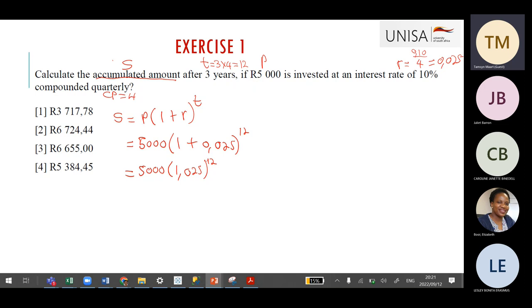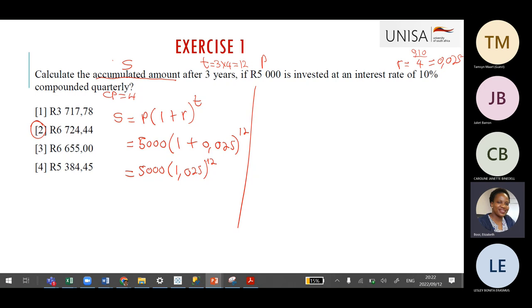It's 6,724.44. Yes, 24 and 44 cents. Thank you very much. That is if you have calculated manually. If you have a financial calculator, this is what you will do.